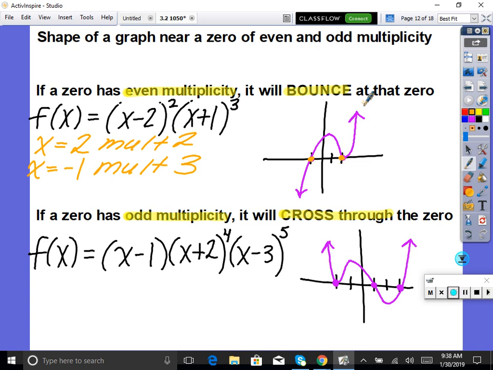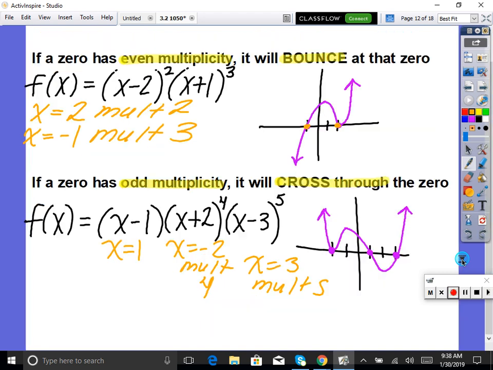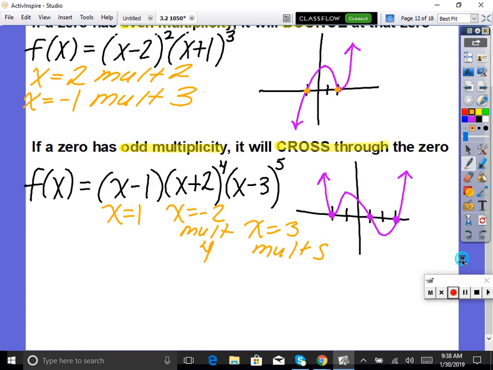Okay, let's see, looking at this one. X equals 1, x equals -2 with multiplicity of 4, and x equals 3 with multiplicity of 5. So will this one cross? X equals 1. It'll cross. Multiplicity of 1 is an odd multiplicity. It'll cross through. Look at the graph. Let me scroll up for the people in the back. Look at 1. Is it crossing through at 1?